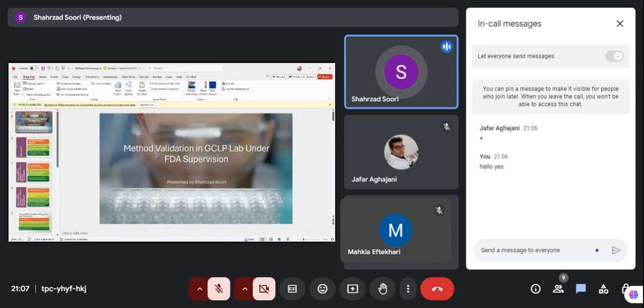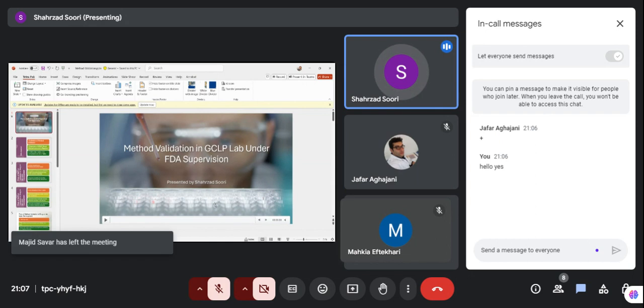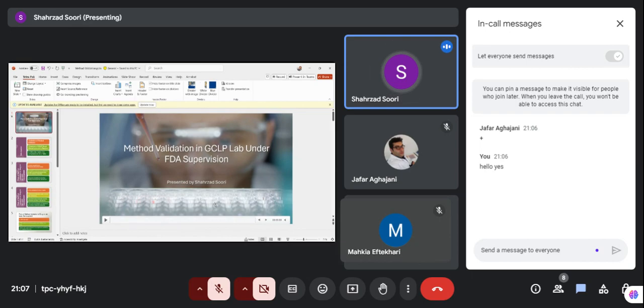Let me introduce myself. I am Shahrzad Soori, and today I will walk you through the key principles, processes, and regulations surrounding method validation. This presentation is designed to help you understand not just the technical aspects, but also the broader implications of adhering to GCLP standards under the FDA's supervision.